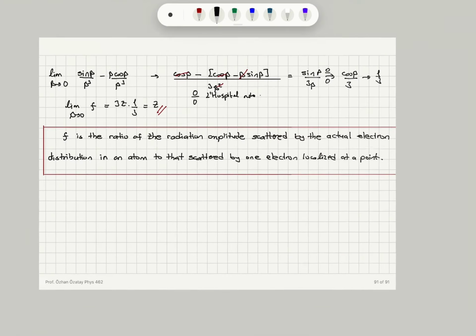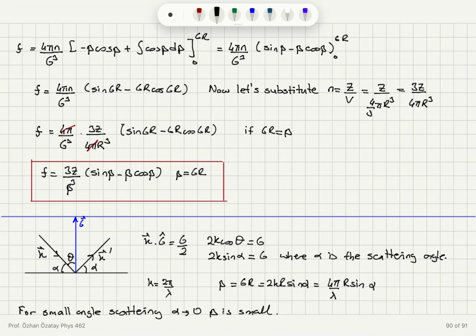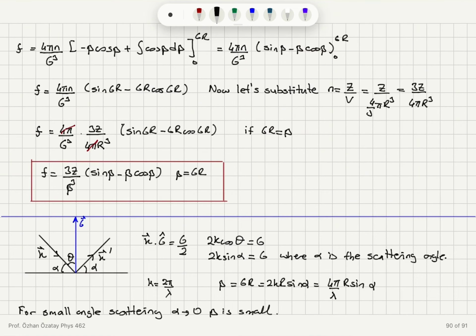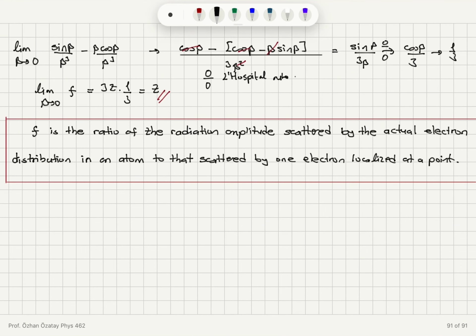So therefore, if you go back to your atomic form factor, you will replace sine beta minus beta cosine beta divided by beta cube with 1 over 3. The atomic form factor becomes exactly equal to the atomic number z. It's the number of electrons. Okay, so for small angle scattering, we find that the atomic form factor becomes the number of electrons, which is z.